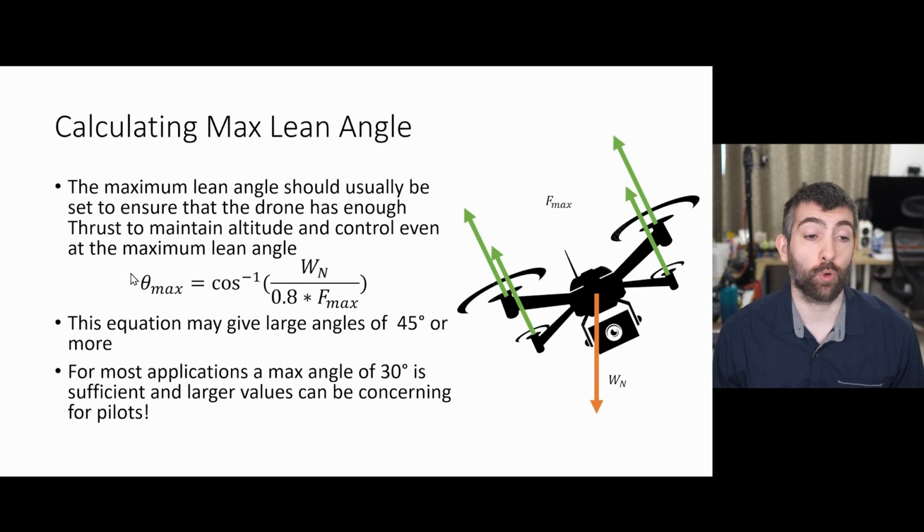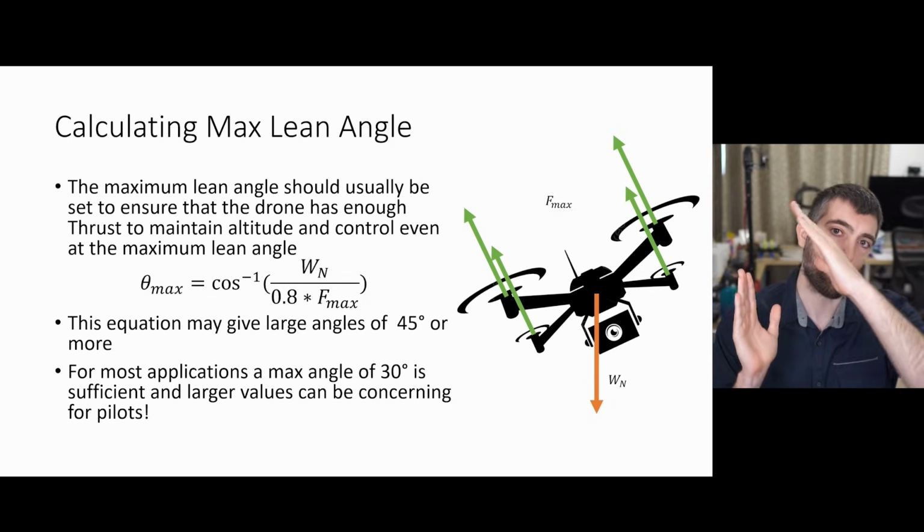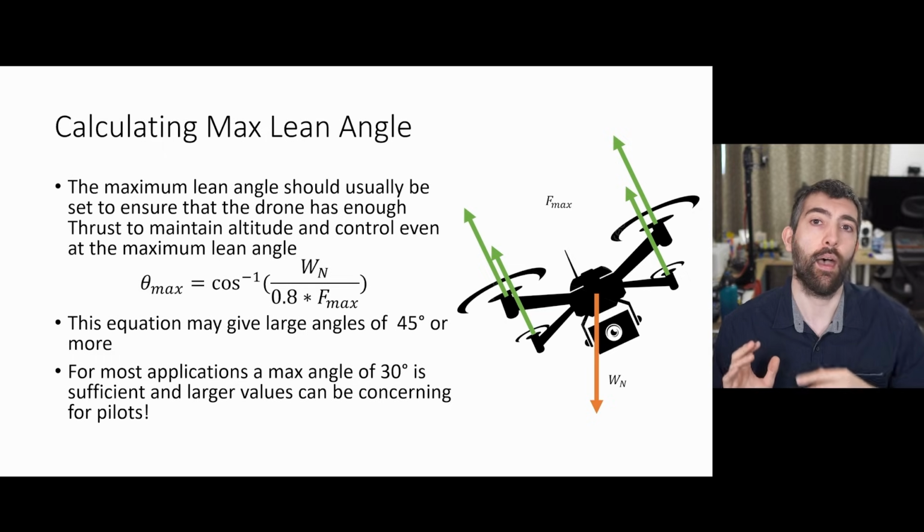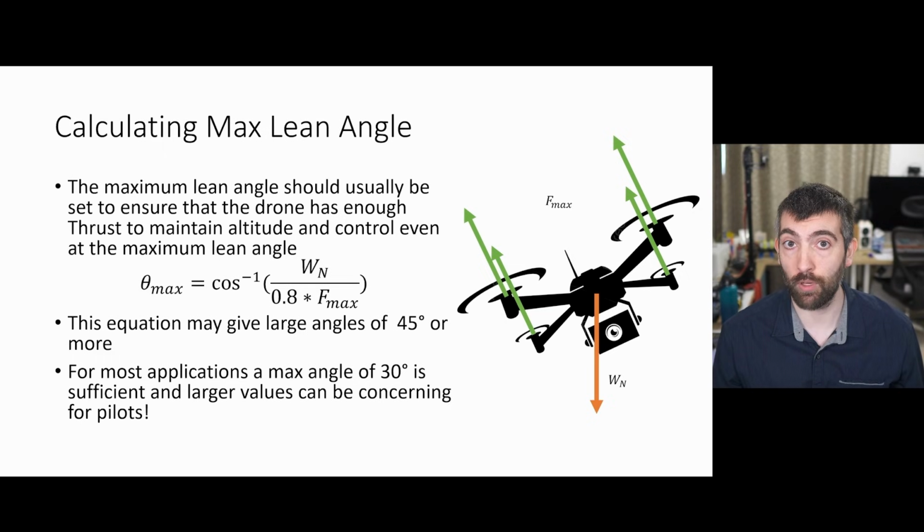You may find, for drones with a high power to weight ratio, high thrust to weight ratio, that this equation may give very large angles of 45 degrees or even more. For most applications, I would recommend a maximum angle of 30 degrees is more than sufficient, and larger values like 45 or more can be concerning for pilots, because it is a bit shocking to see the drone lean really right over in the sky, even if it is actually capable of maintaining altitude under those conditions.